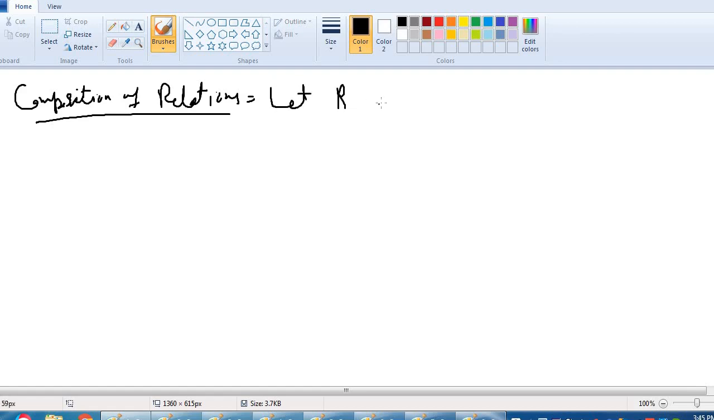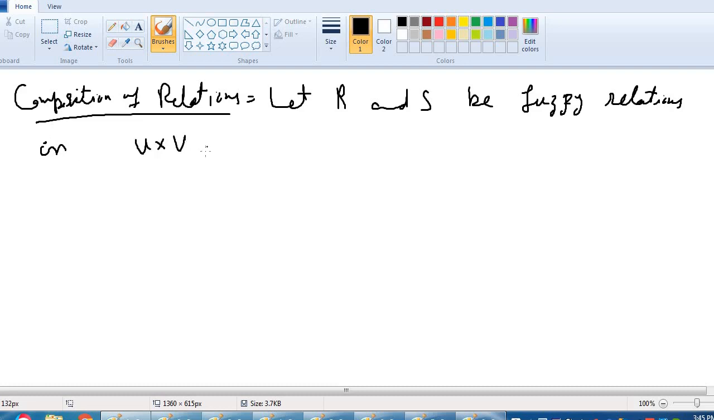Let R and S be fuzzy relations in U cross V and V cross W respectively. And let delta be a T norm.